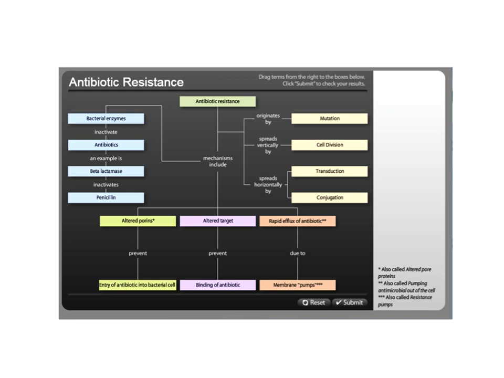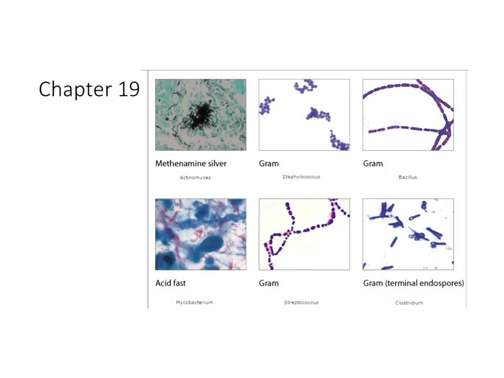All right, so moving on to chapter 19. Sorry about that. In this chapter, and actually from here on to the rest of the semester, we're going to be talking about specific bacteria. Chapter 19 is dealing with gram-positives, and then chapter 20 will be gram-negatives.